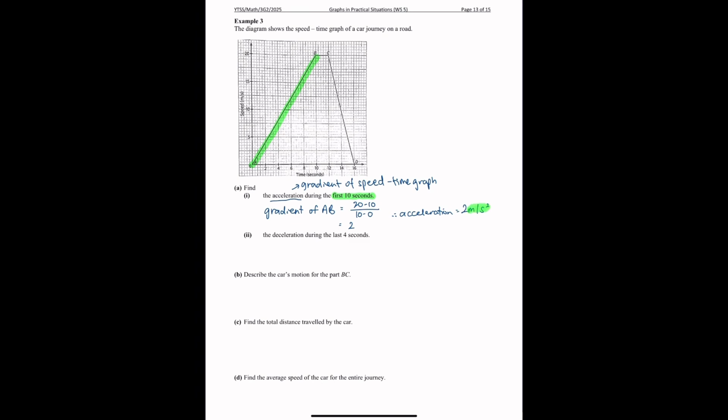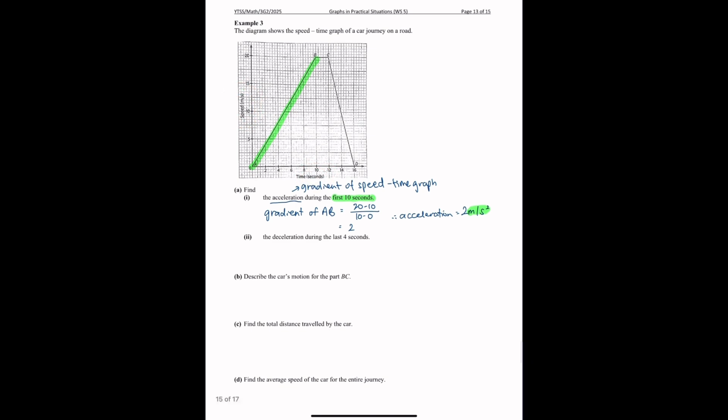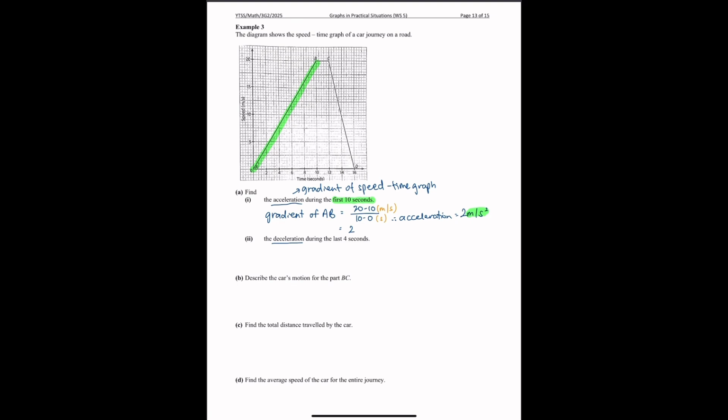Do note for the units here, you just need to see speed is meter per second, and then because you're dividing by time, which is in seconds, hence it is meter per second square. Okay, so speed is in meter per second, time is in seconds, so meter per second divided by second, you will get meter per second square. Now let's look at part 2, deceleration during the last 4 seconds. So let me highlight in blue the last 4 seconds, which is the section CD. Okay, we need to find gradient first, then we can find the deceleration.